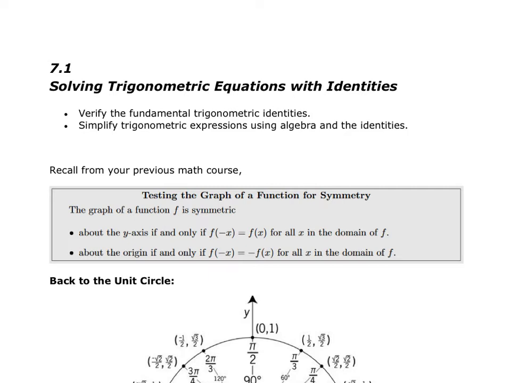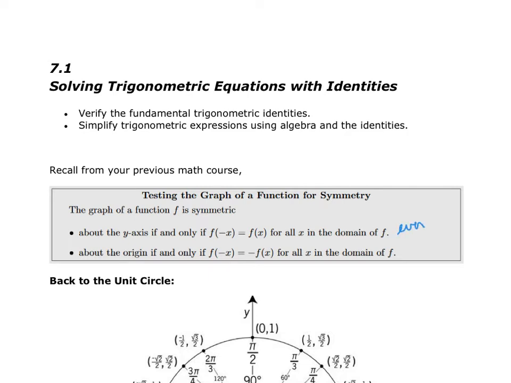Now, if you remember from your previous math course, your Pre-Calc 1 course, the way that we defined an even function was that it had symmetry with respect to the y-axis, which means if I put in a negative x, the exact same output comes out, regardless if it's a positive or negative x, for every x in the domain. And when we have that symmetry, we said it was an even function.